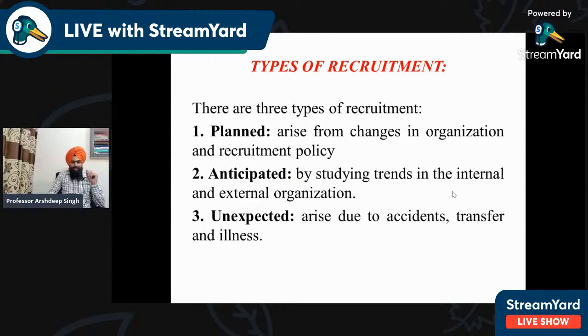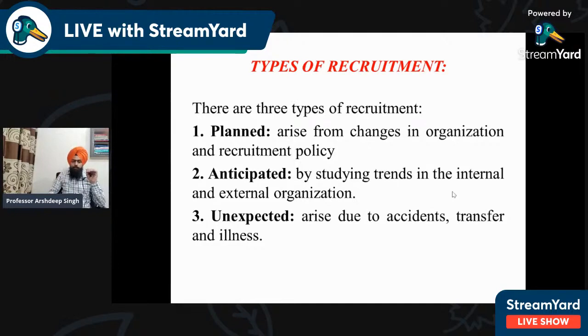Second is anticipated, by studying trends in the internal and external organization. Anticipated means that as the time passes, the organization has to change with the time. Okay, they have to introduce new policies, or sometimes new things according to the time. As the time changes, we need new staff, or persons who are up to date, or who have any other type of qualification. So that type is anticipated.